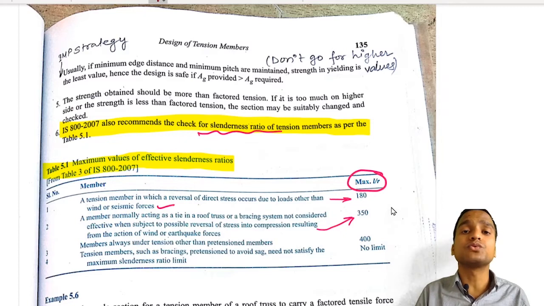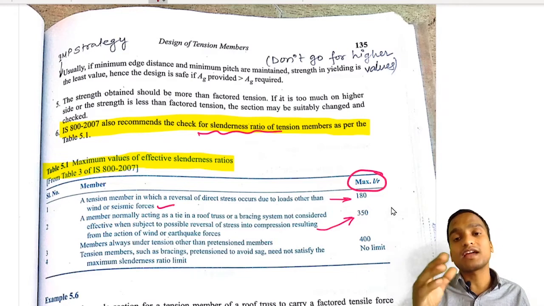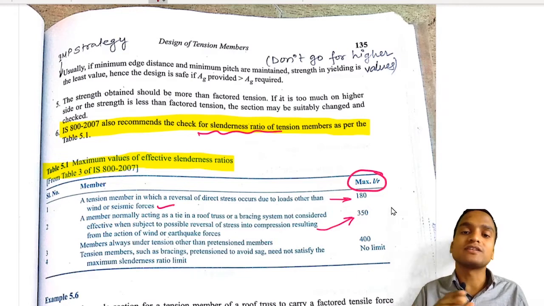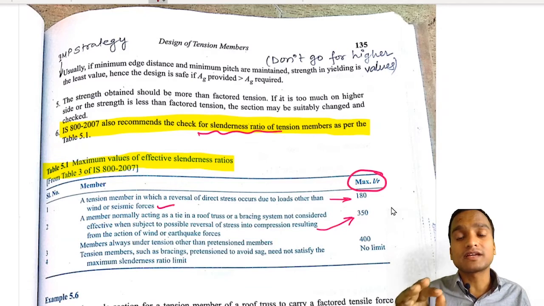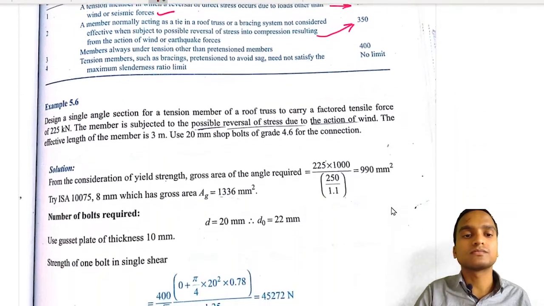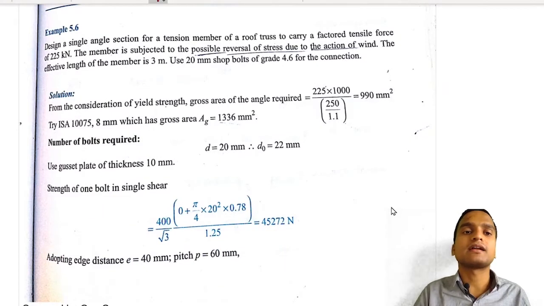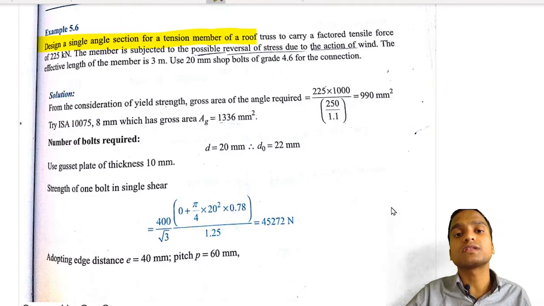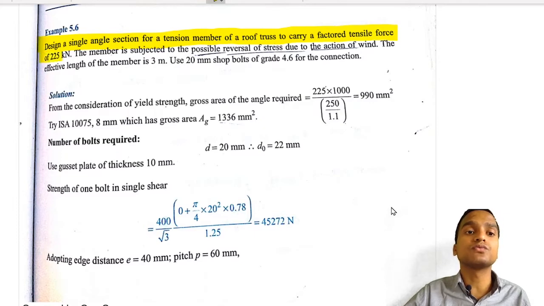But what happens due to reversal of stresses from tension member to compression member? For that we check the slenderness ratio limits also, because you will see in the next unit, that is the compression member, that the value of slenderness ratio is critical in the design of compression members. So that's why we are checking here for the maximum L by r value also. So we will do a small example, and here we are asked to design a single angle section for a tension member of a roof truss to carry a factored tensile force of 225 kilonewton.